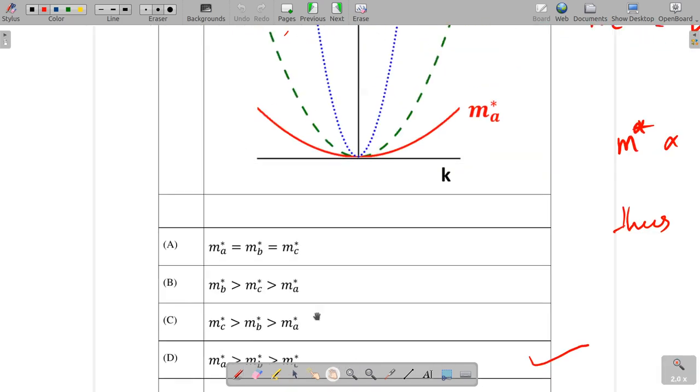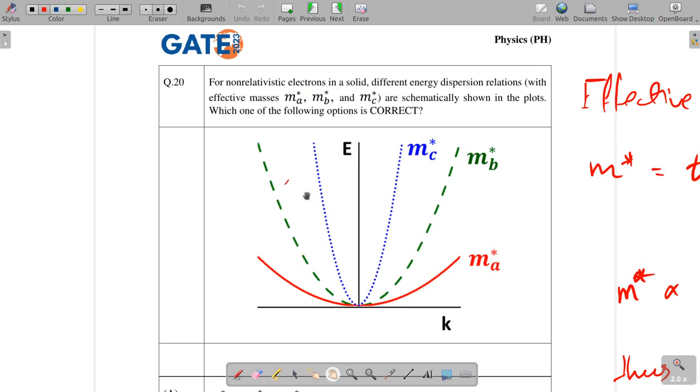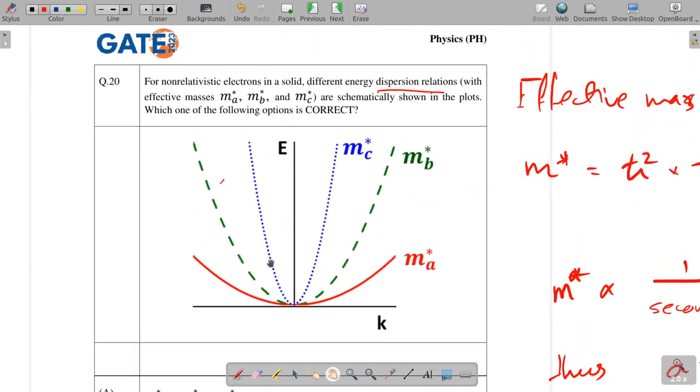Okay, so next question. The question is: for a non-relativistic electron in a solid, different energy dispersion relations are schematically shown in these plots. These are basically the E-k plots, showing how the energy varies with wave vector k. It's called a dispersion relation. Which of the following options is correct?